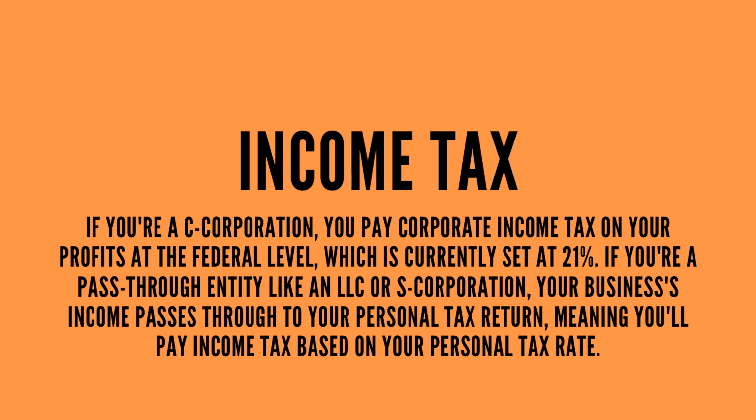Example: a C corporation with $500,000 in taxable income will owe $105,000 in federal corporate income tax at the 21% rate. A sole proprietor with the same income would report it on their personal tax return and pay based on their individual tax rate, plus self-employment tax. Understanding how these taxes interact with your business will help you manage cash flow and stay compliant.